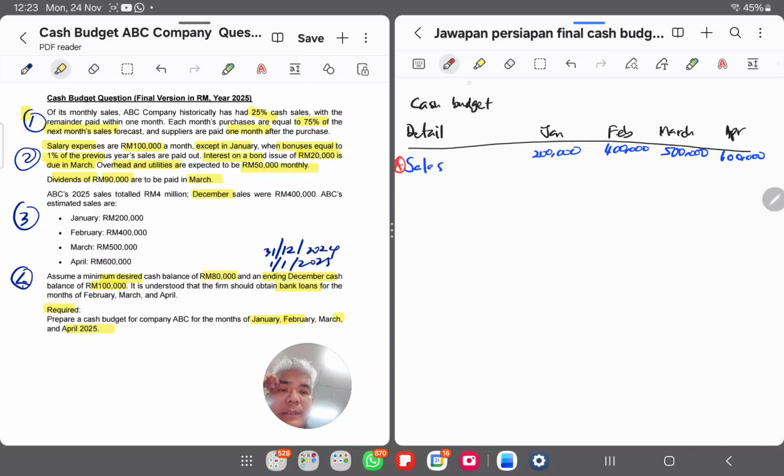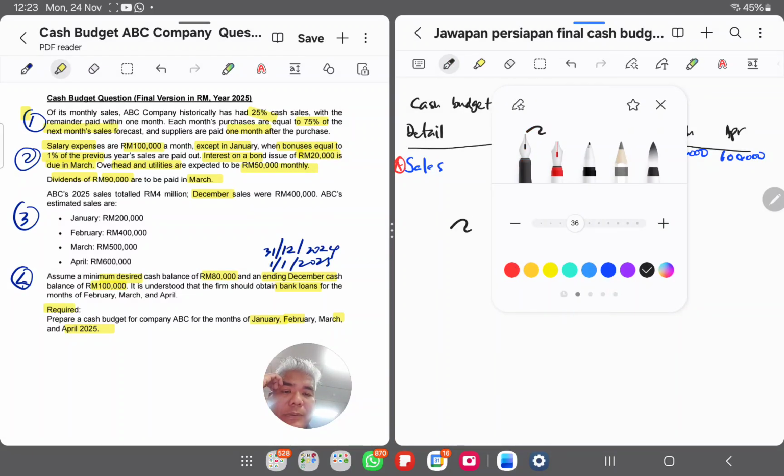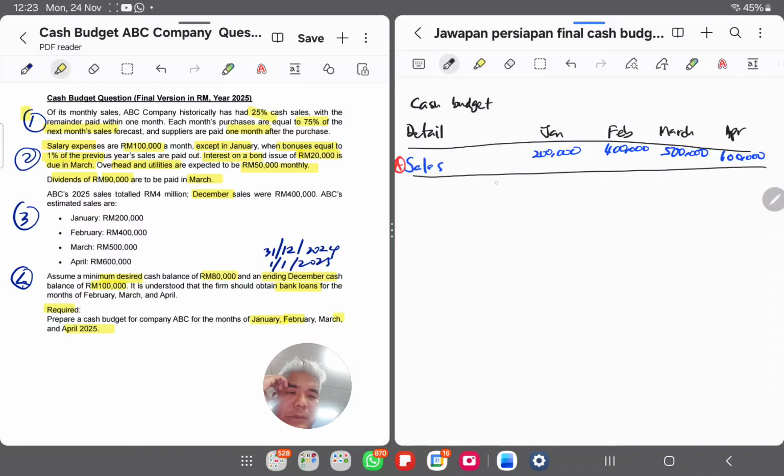Okay. Then you have to double line, and then we continue to cash receive. What does cash receive mean? It is where the business gets the money. So the money came from cash sales.